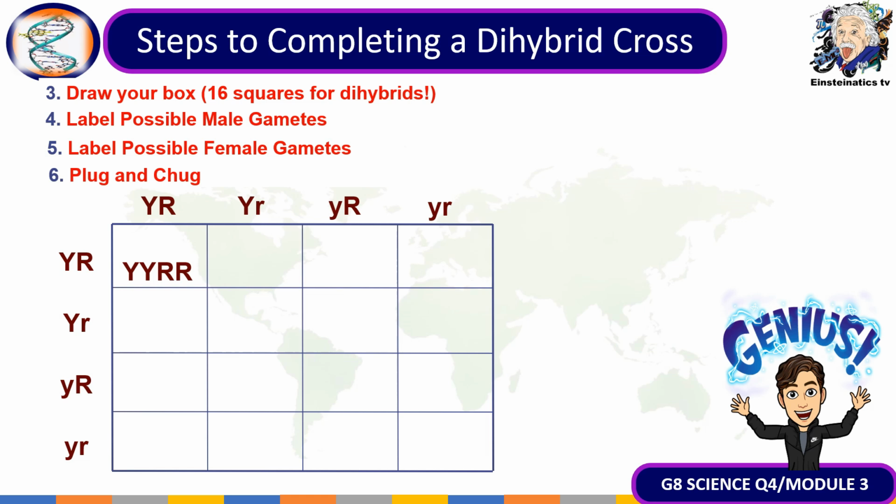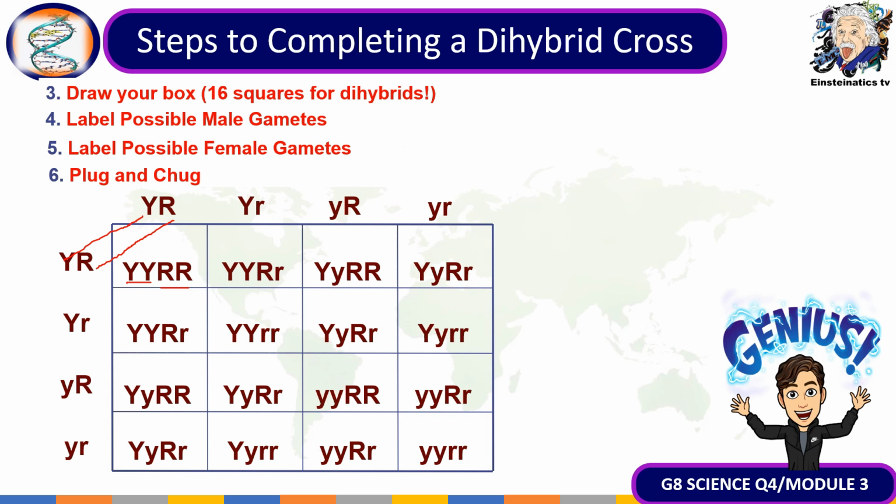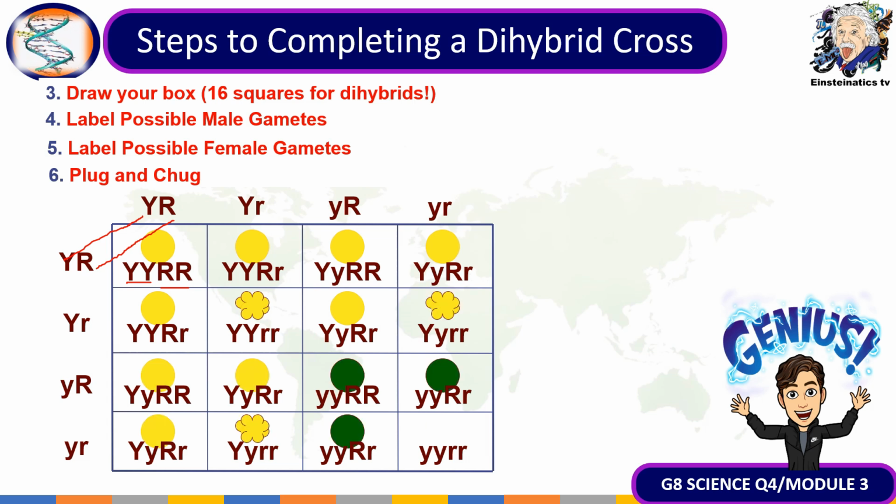Okay, so for the first combination, both big letter Y to have this one, big letter R to have this one. So you are going to do the same with the other boxes. Okay, so with this, we can have these results.